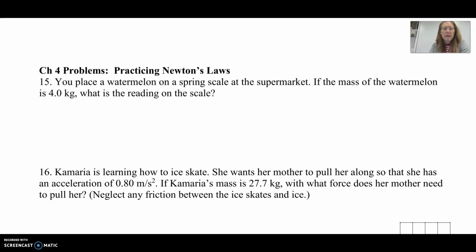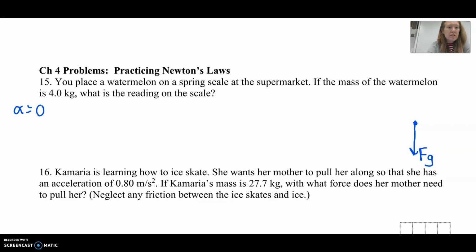Here we're doing a problem from your textbook, and we're starting off with a situation where a watermelon's on a scale. I should have put the grid over here, but let's draw a free body diagram and start by drawing the force of gravity.